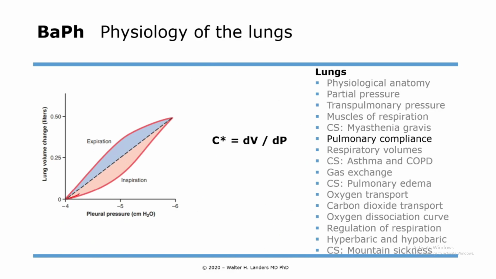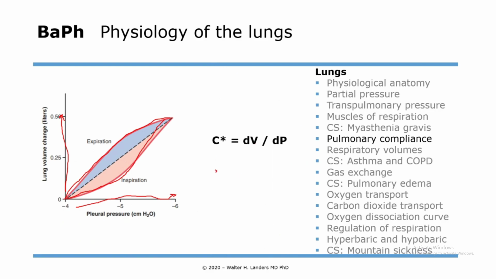let's see, this over here is the path of inspiration. So as you can see, pressure becomes more negative and total lung volume goes up. So this is inspiration, and this is expiration. So when you breathe out again. And compliance is the amount of pressure that you need to build up in order to get the same amount of volume.